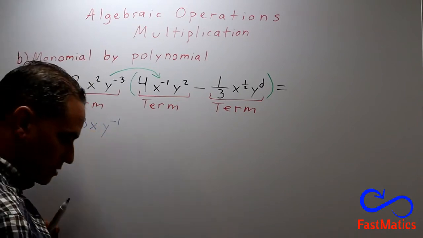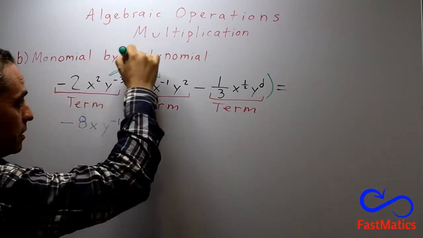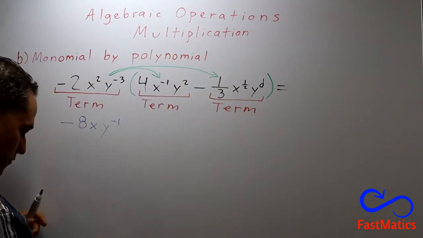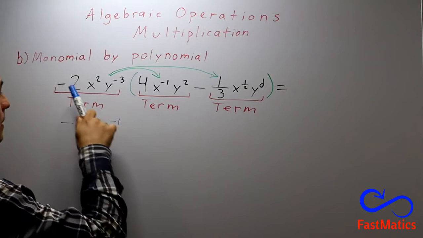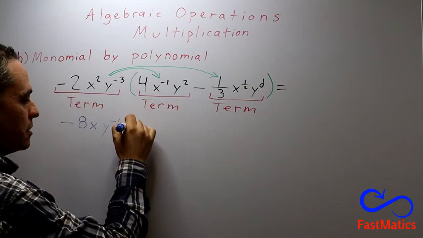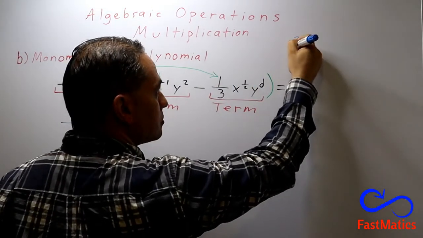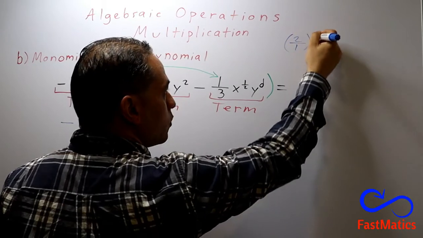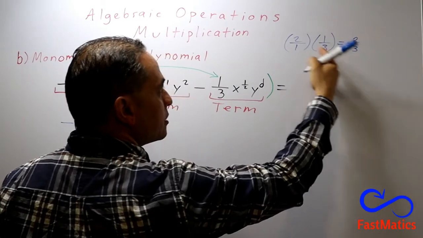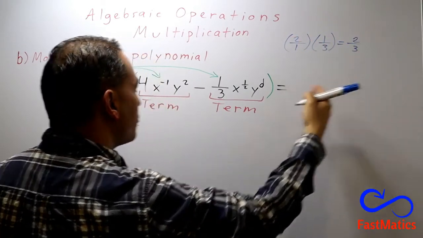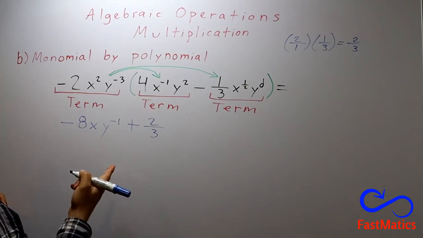Now, we are going to multiply the first term by the second term. First signs, after that coefficients, after that letters. Negative times negative, positive. 2 times 1 third, 2 wholes times 1 third, numerator by numerator and denominator by denominator. 2 times 1, 2, 1 times 3, 3. That means 2 thirds. And after that, letters.